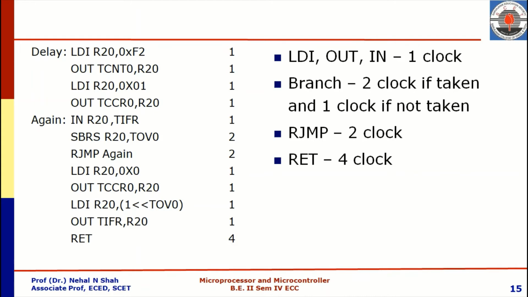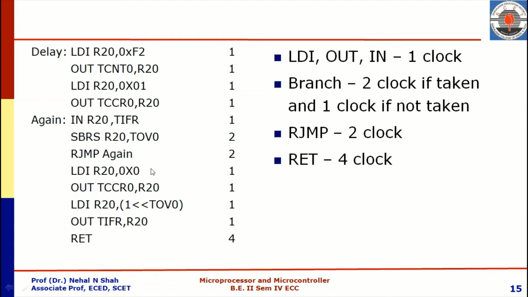Branch will take 2 clocks if taken and 1 clock if not taken, and return instruction will take 4 clock cycles. Based on this, the number of clock cycles can be calculated for the subroutine, and it comes out as 17. So, total with main program plus subroutine, total cycles will be 24. We have loaded count as F2. To reach from F2 to FF, and then from FF to 0, it will consume 14 clock cycles. So, inside this subroutine, there is one loop that will get executed 14 times.